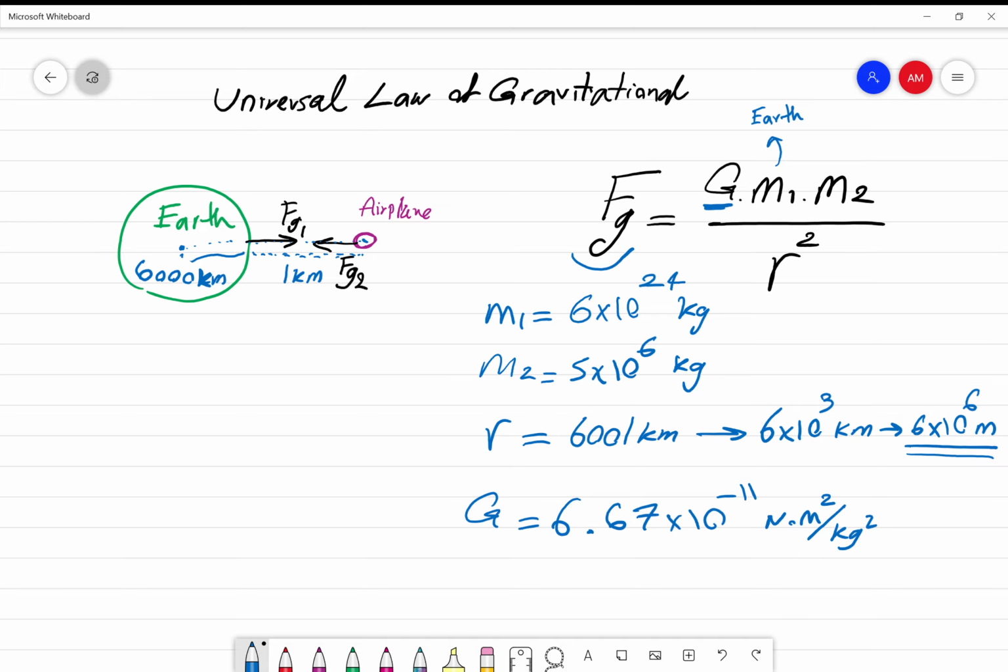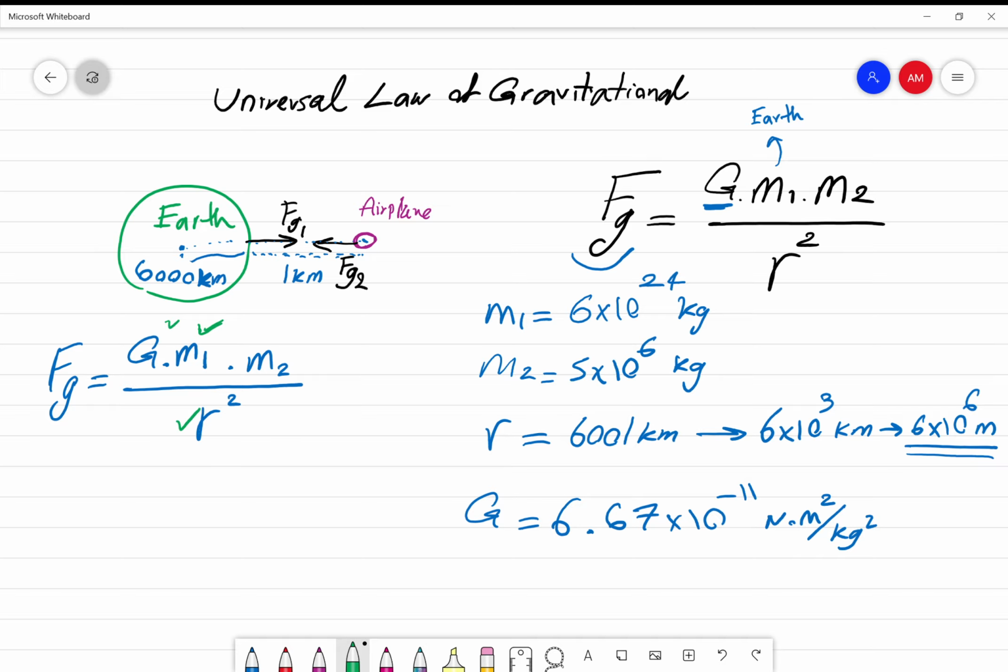Okay? So now let's calculate it. Fg is equal to G times M1 times M2 divided by R squared. Okay? Sorry, this is M1 times M2. Okay? So I quickly check. Do I know what is G? Yes, I know it's 6.67. Do I know M1? Yes, M1 is the mass of Earth. Do I know R? It's the radius of Earth.